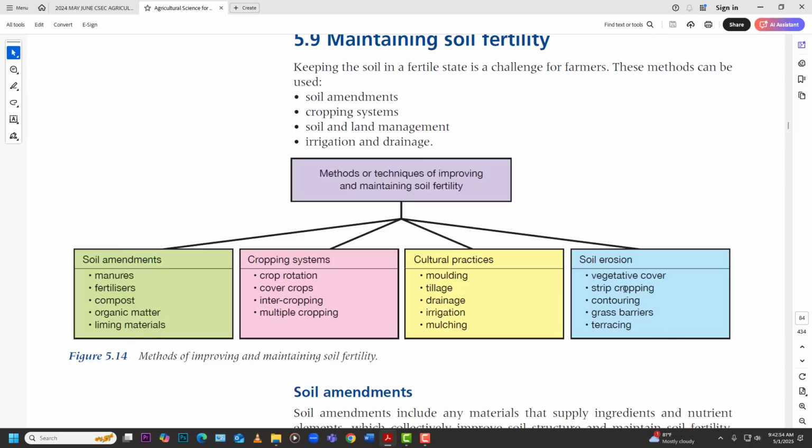Of course, again, to prevent soil erosion, you can use other things other than the cropping system. You can use the actual mulching, that ground cover as they call it.